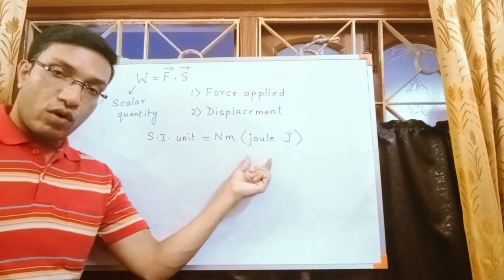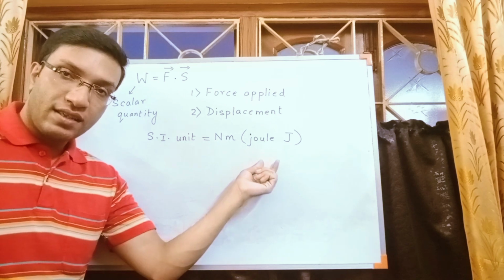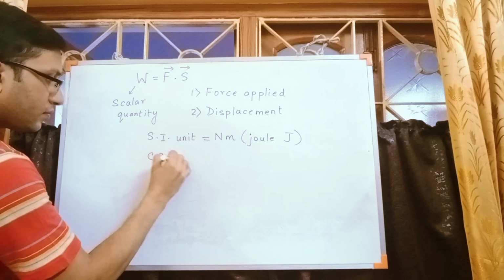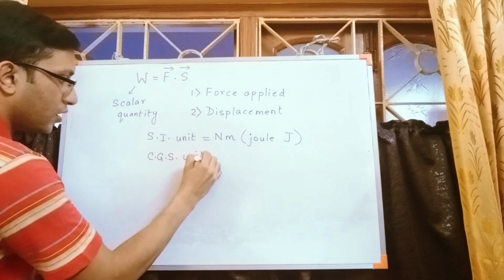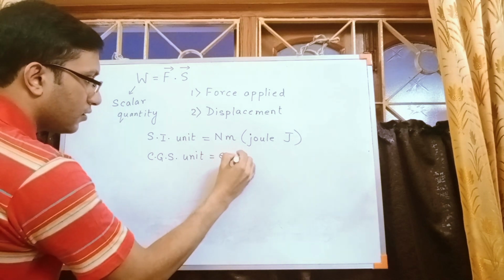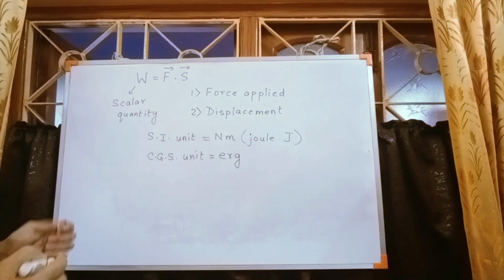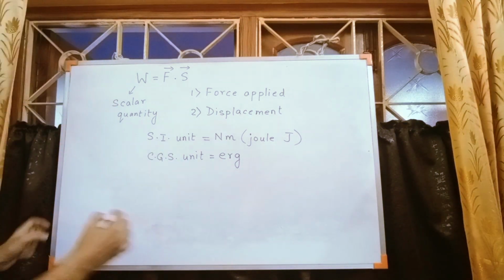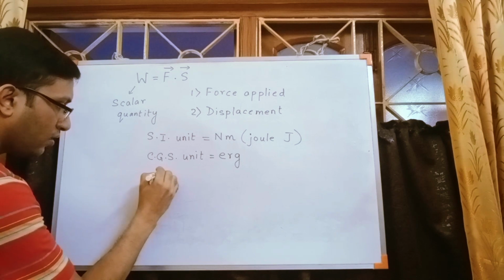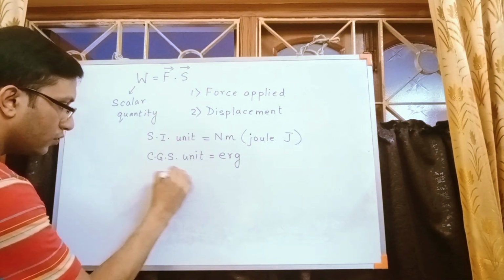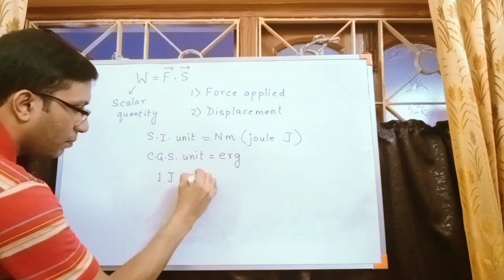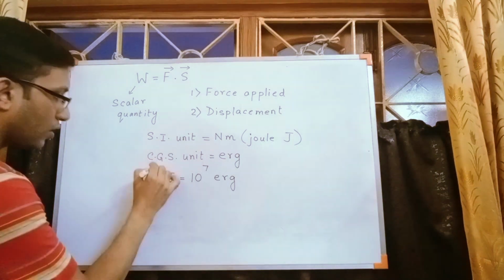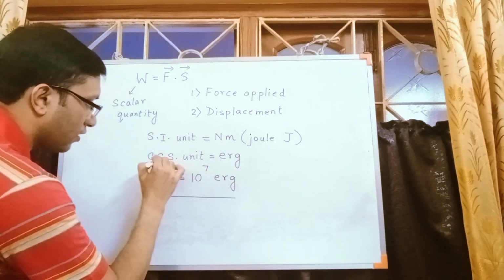So the SI unit for work done is joule, which is abbreviated as capital J, and the CGS unit of work done comes out as erg. Now, what is the relation between the CGS and SI unit of work? Let's see. 1 joule is equal to 10 to the power 7 erg.